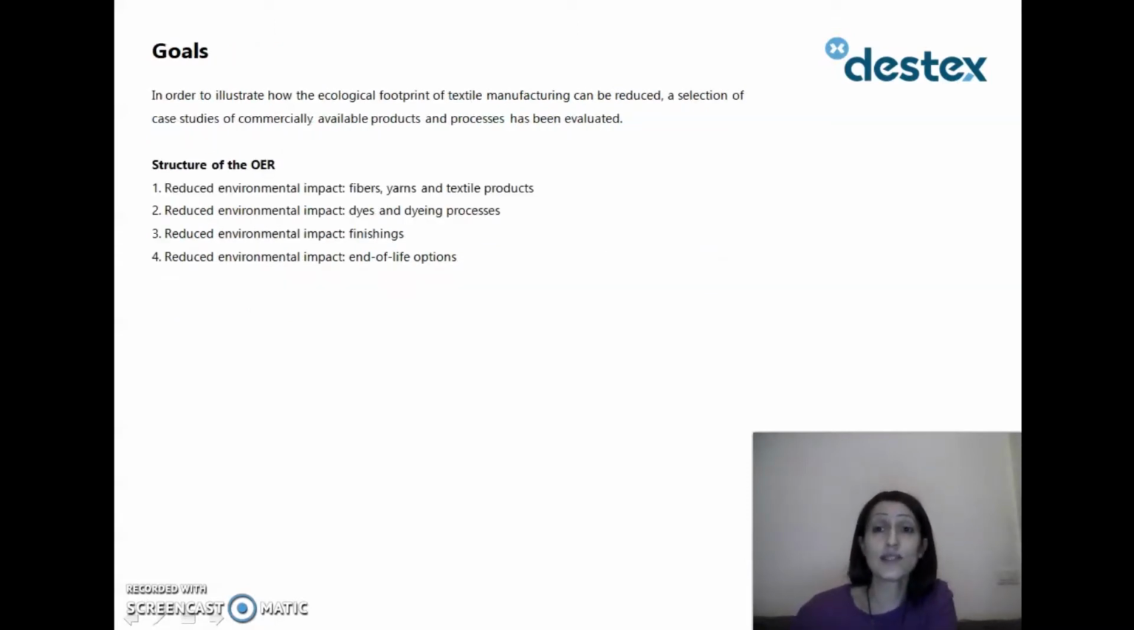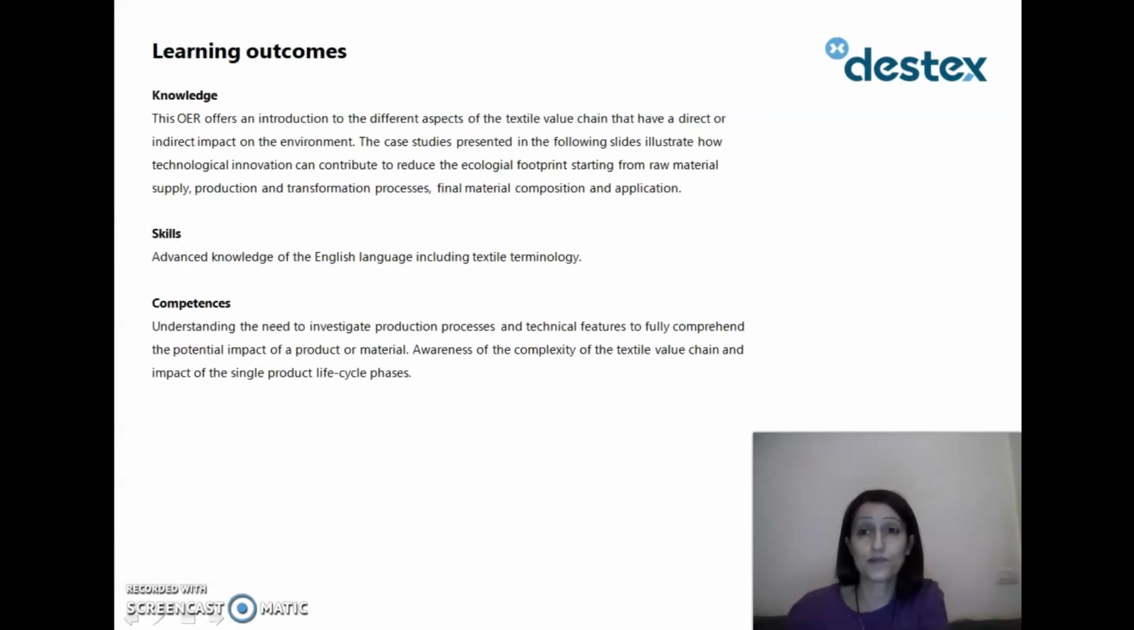In order to illustrate how the ecological footprint of textile manufacturing can be reduced, a selection of case studies of commercially available products and processes has been evaluated, focusing on fibers, yarns and textile products, dyes and dyeing processes, finishings, and end-of-life options. This OER offers an introduction to the different aspects of the textile value chain that have a direct or indirect impact on the environment.